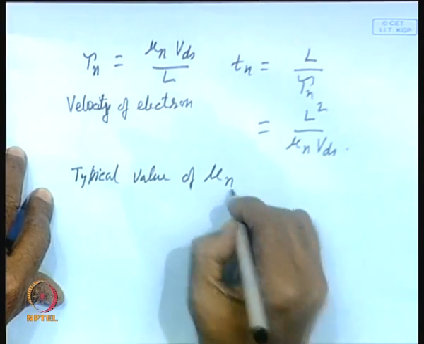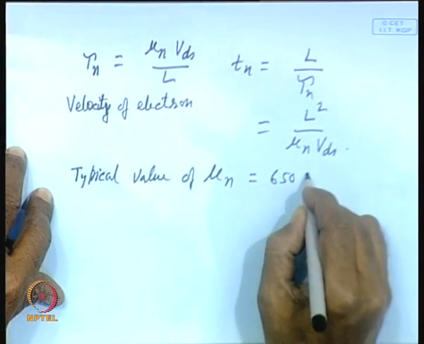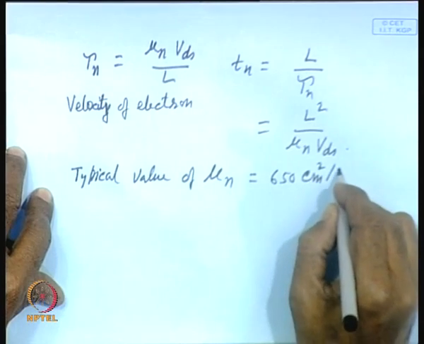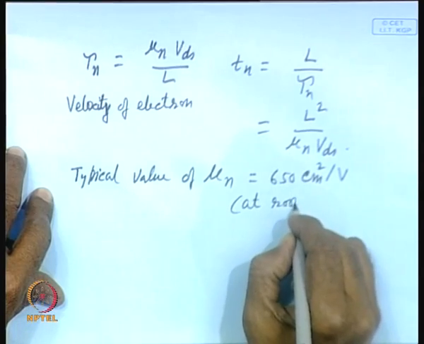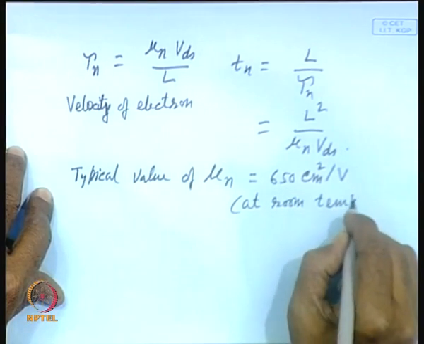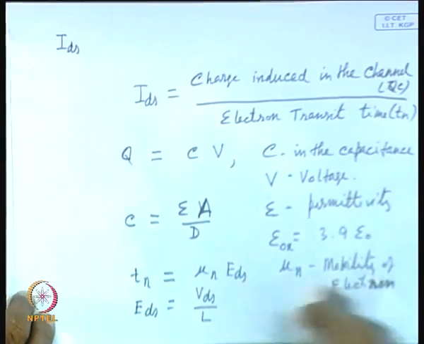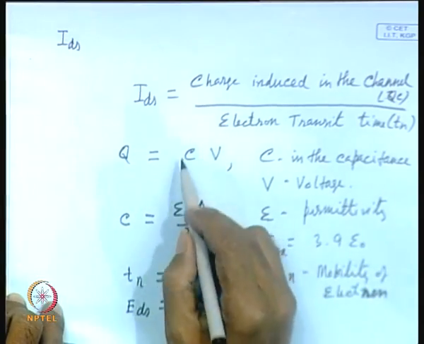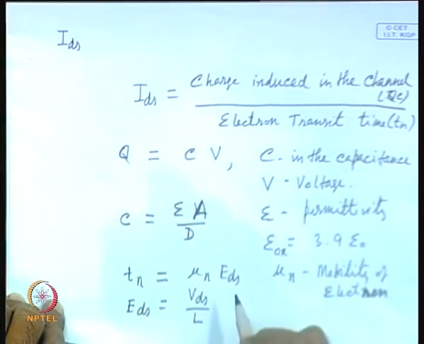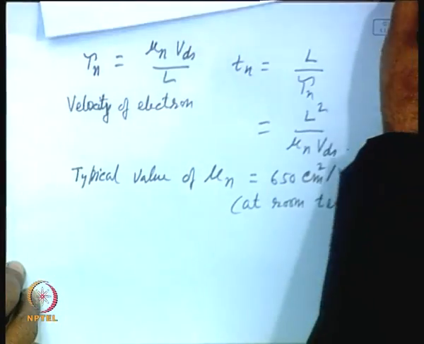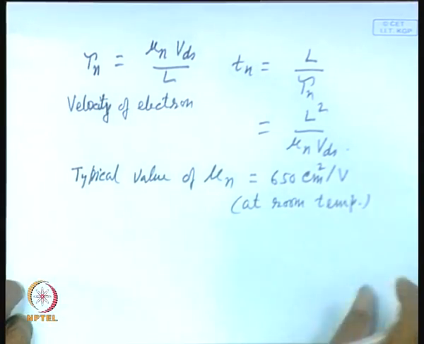It has been found that the typical value of mu n, that is the mobility of electron, is equal to 650 centimeter square per volt second at room temperature. So, we have got the value of the charge that we can obtain by C into V, and we have also found out the electron transit time Tn. Now, we can find out the current IDS.